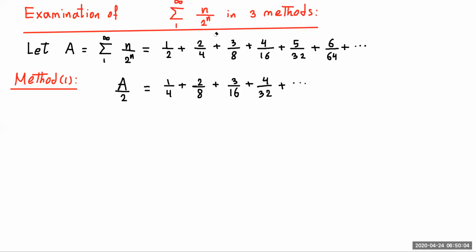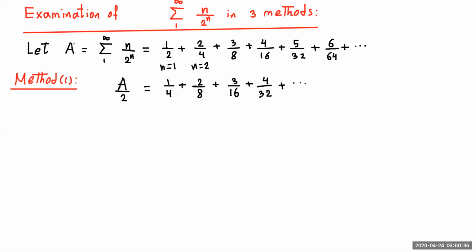Examination of the power series sigma n over 2 power n in 3 methods. Let's suppose that A is sigma n over 2 power n. If I give n 1, I have 1 over 2. If I give n 2, I will have 2 over 4. Then if I give n 3, 3 over 8, 4 over 16, 5 over 32, etc.